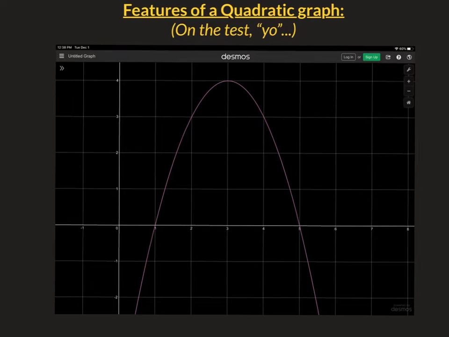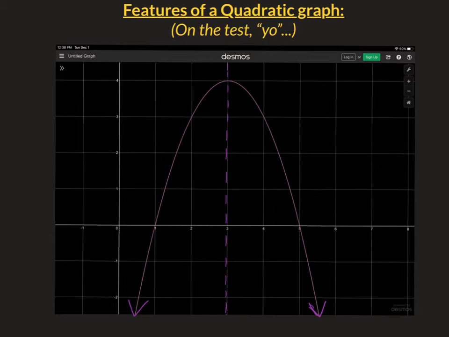Okay, features on a quadratic graph. So let's talk about the details of what's here, and this will be on the test. You'll have a place coming up in the next couple weeks where the quiz will have this, and you'll be identifying each of the pieces on here. All right, first of all, notice that these guys always are symmetrical, meaning I could draw a line right down the middle of this. If I were to draw a dotted line right down the middle of this guy, it's exactly the same on both sides, okay?